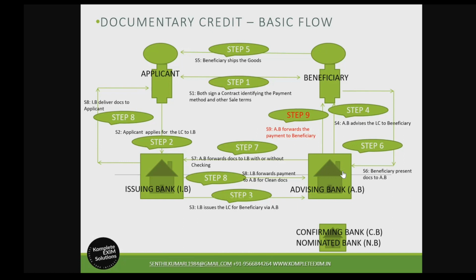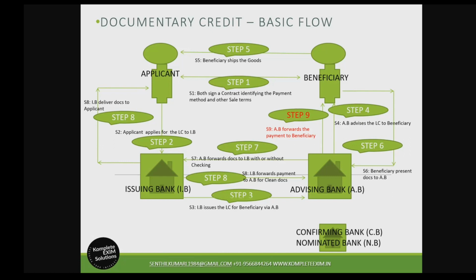The issue will be when the documents are discrepant. In the next slide, we will see what happens when a discrepancy comes. Before that, we will learn these 2 things: confirming bank and nominated bank. These are nothing but banks like the advising bank. When a bank is just doing an advising role, receiving the LC, sending the copy to the beneficiary, receiving the documents, and sending them to the issuing bank.